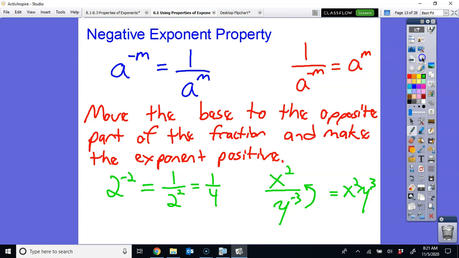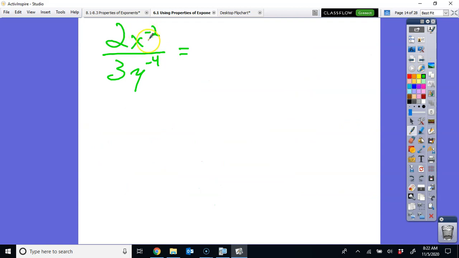If you do have multiple negative exponents, like this one, you have x to the negative second and y to the negative fourth, you are going to move both of them. So you are going to take the x down to the bottom, and you are going to take the y up to the top. But you do not move the 2 and the 3. You only move the things that have negative exponents. Like I said, this is not a real common property that you would see. But I just want to make sure that you have that in your toolbox just in case you run into some negative exponents, and just in case the end of course test does ask you about some of these properties.